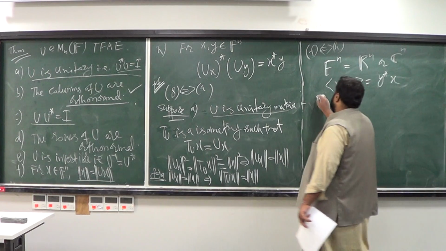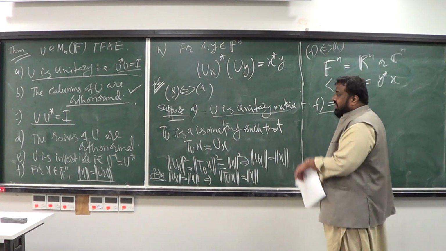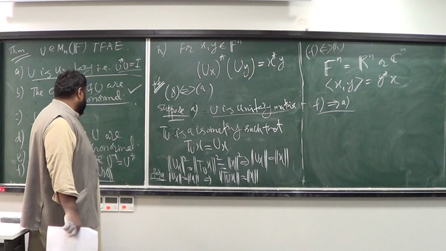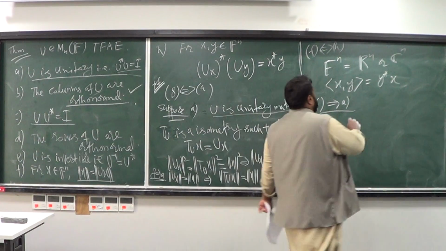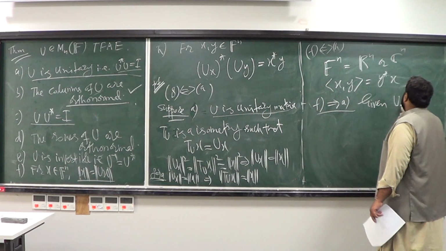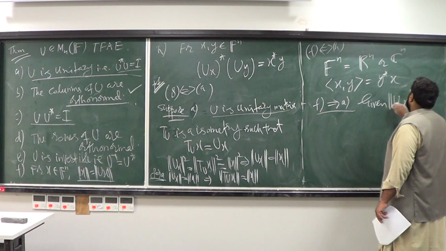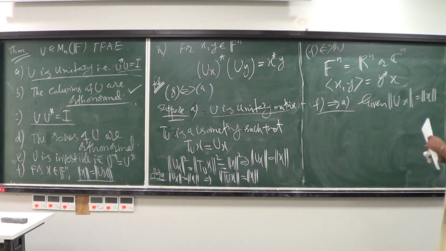So for example, let's show first F implies A. Okay. So I would like to show that U is a matrix such that the norm of Ux is equal to norm of x. Okay. So the given is that the norm of Ux, the magnitude of say Ux, is equal to the norm of x. This is what is given to me. Okay? And I want to show this.